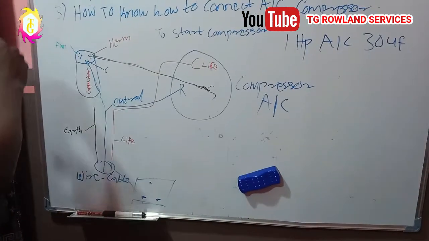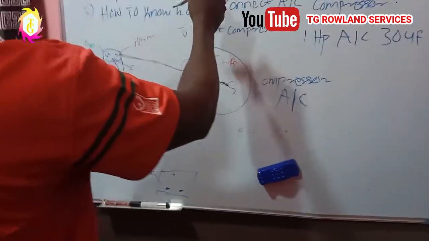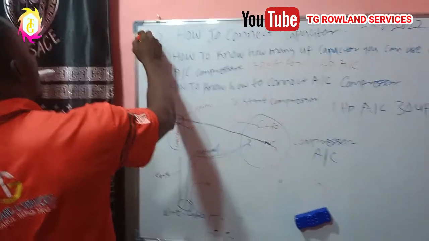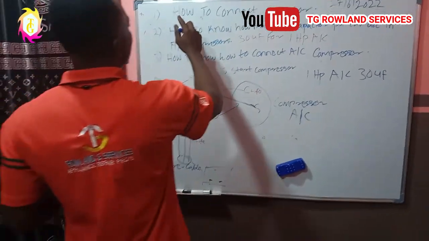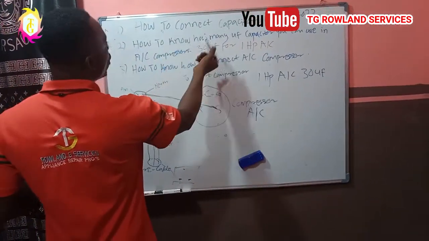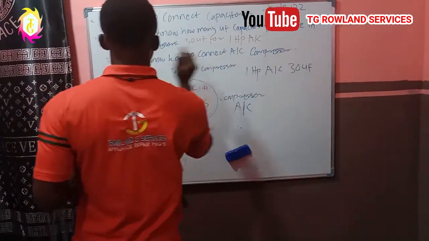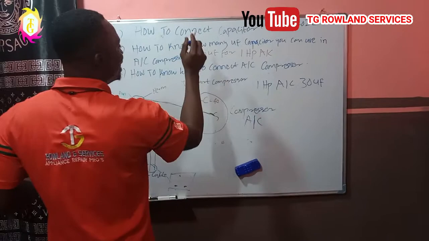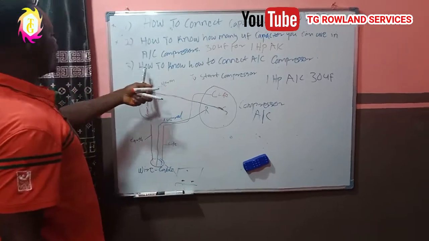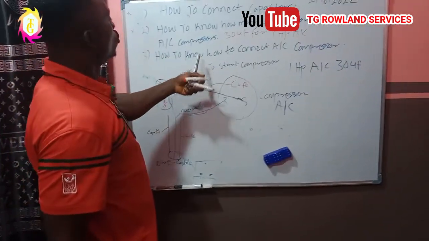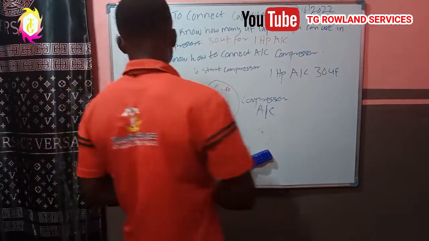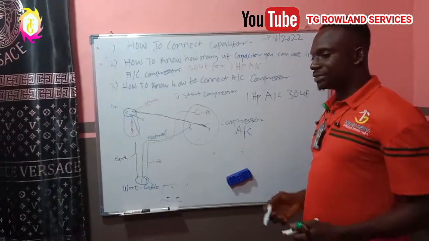Now, what have we treated? Number one, we have treated how to connect a capacitor. And now, we have treated how to know how many UF capacitor you can use in an AC compressor. The answer is 30 UF for a 1 horsepower AC. The other one remaining is how to connect an AC compressor, which we have done down here, and I can explain it more for you to understand.